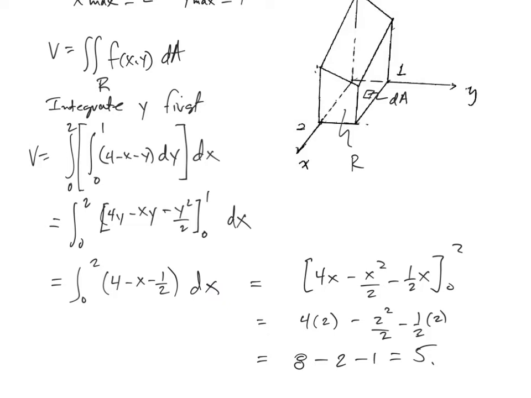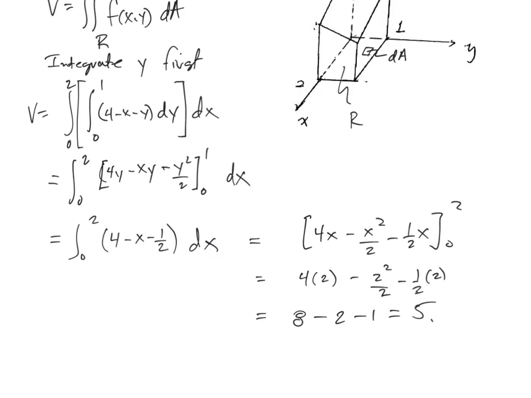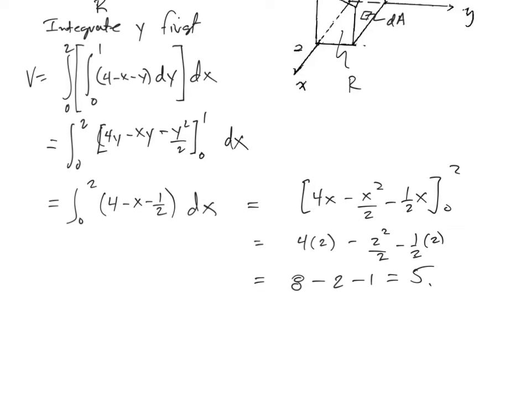Okay? Simple, right? Okay, let's do it the other way around, just to make sure we get the same answer. This time we're going to integrate with respect to x first. So we're taking the integral of the function 4 minus x minus y dx. And the limits we found for x were 0 to 2. X min was 0, x max was 2. So that's the inner integral, the first one we calculate.